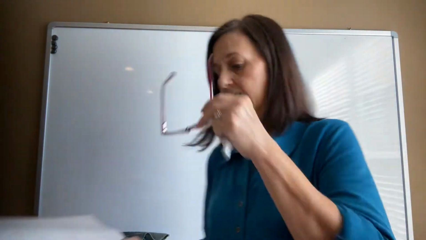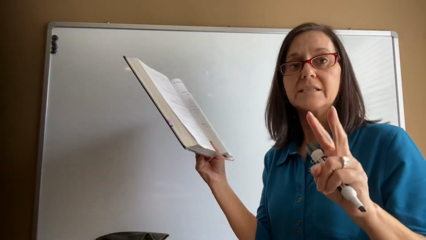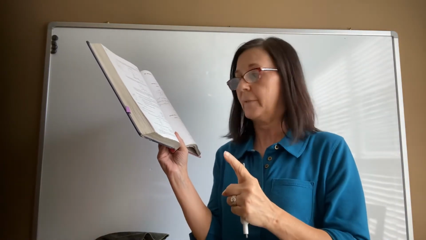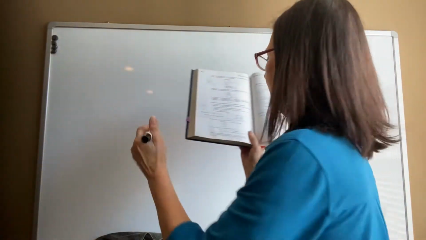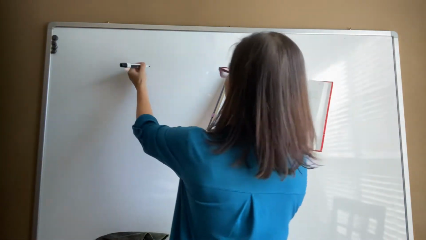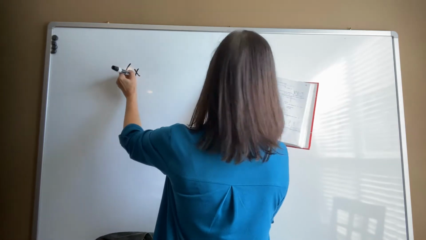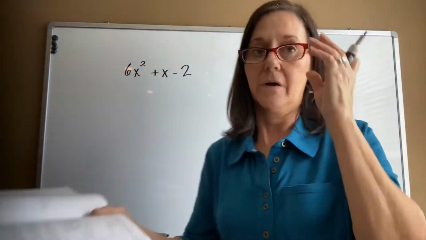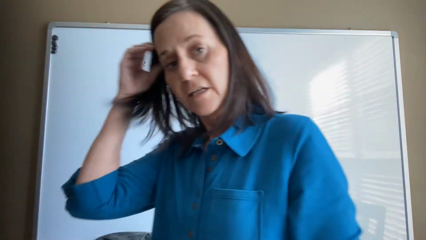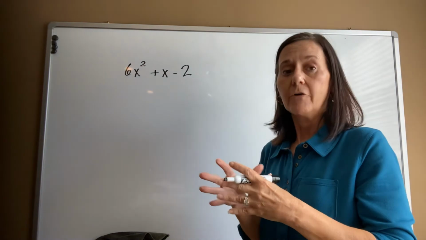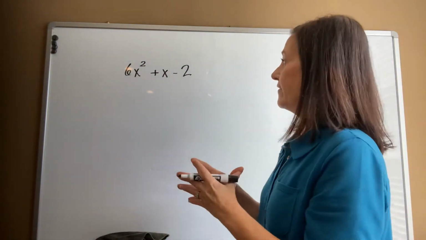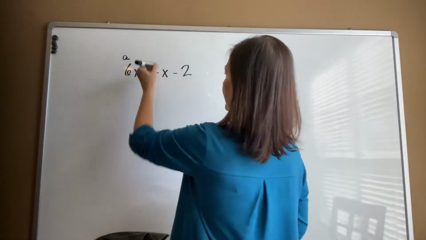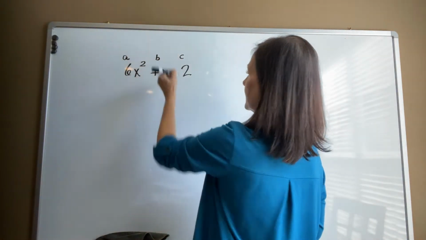All right? So, the first thing in lesson 105 is to write the equation in descending exponential order. It has to be in standard form. So 105.1 is 6x squared plus x minus 2. All right? So this first part applies for both methods of factoring. Our A value is 6. Our B value is 1. Our C value is -2.